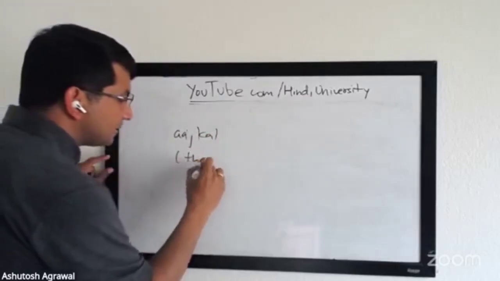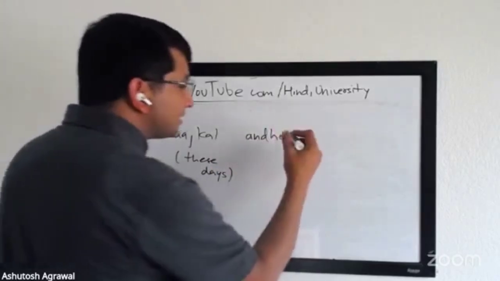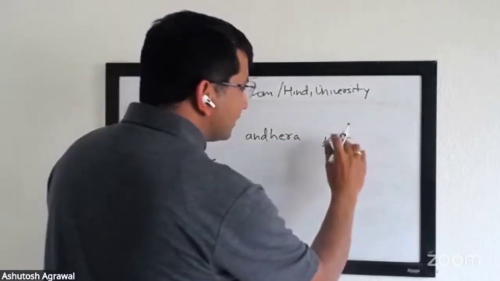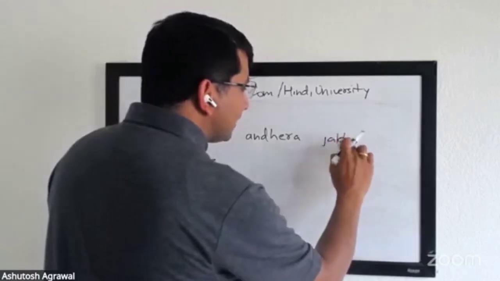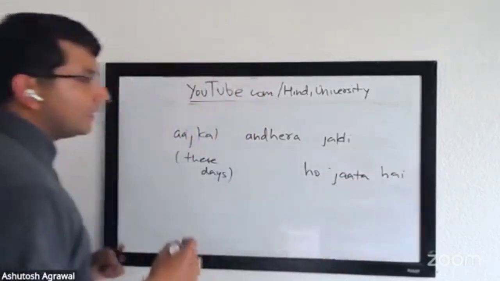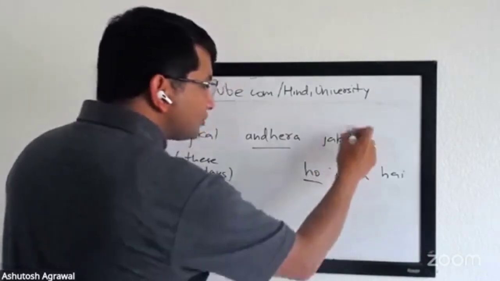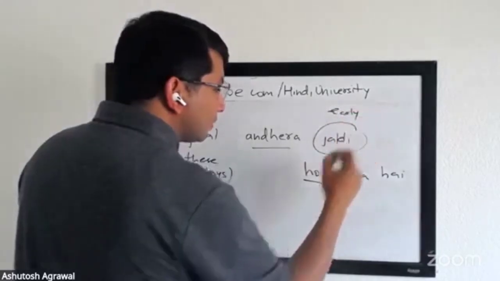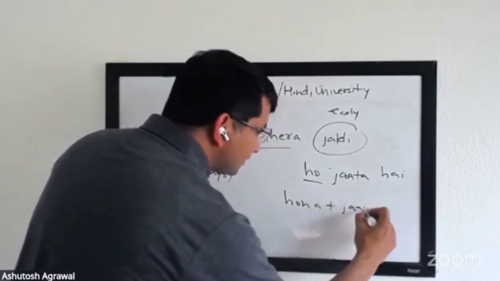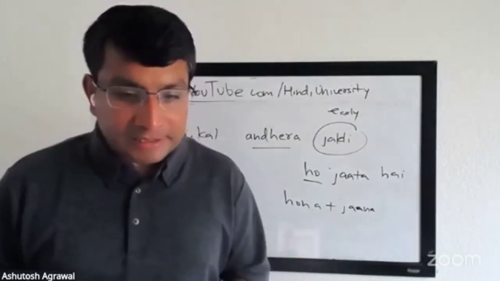आजकल is these days. आजकल अंधेरा, and this is probably written for the daylight savings ending, when it gets dark earlier. आजकल अंधेरा जल्दी हो जाता है. So it's really the conjunct verb here, andhera hona. Jaldi is just used as early, and it is used with jana. So you have hona with jana written in the present indefinite tense. आजकल अंधेरा जल्दी हो जाता है. It gets dark early these days.